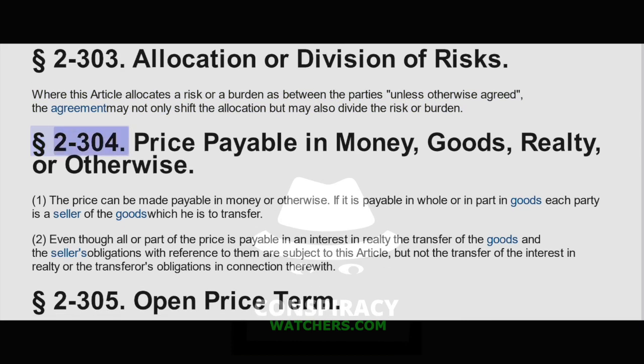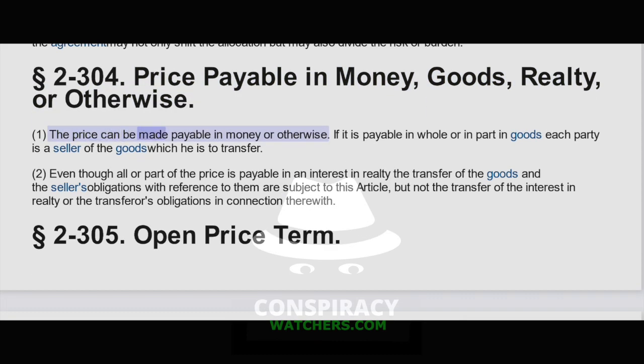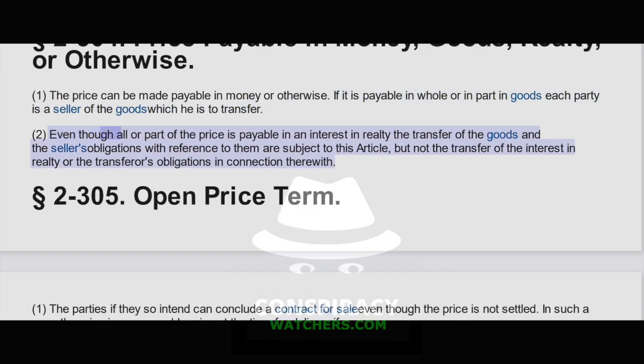Section 2-304. Price payable in money, goods, realty, or otherwise. The price can be made payable in money or otherwise. If it is payable in whole or in part in goods, each party is a seller of the goods which he is to transfer. Even though all or part of the price is payable in an interest in realty, the transfer of the goods and the seller's obligations with reference to them are subject to this article, but not the transfer of the interest in realty or the transferor's obligations in connection therewith.